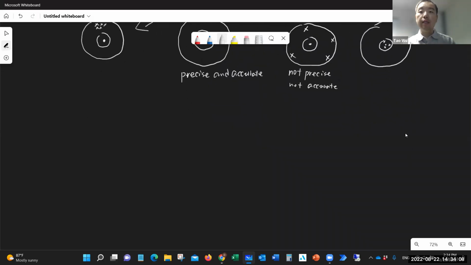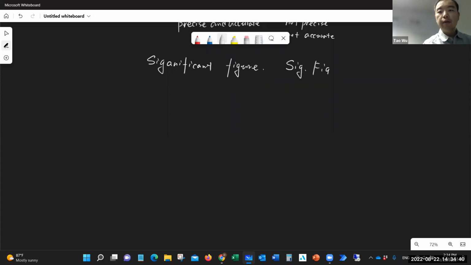All right, so the next part, we're going to talk about the sigfig. It's called a significant figure. You can short it for sigfig or short for SF. Those are the same thing. Significant figure, sigfig, or SF. Those are talking about the same thing.